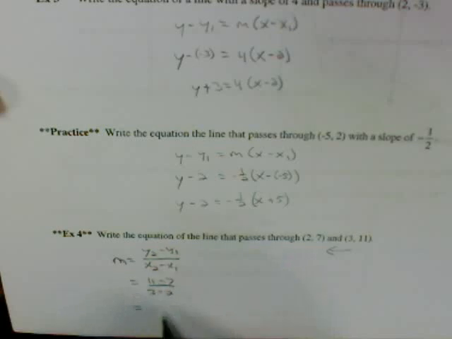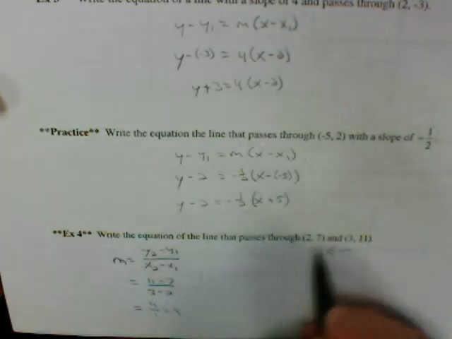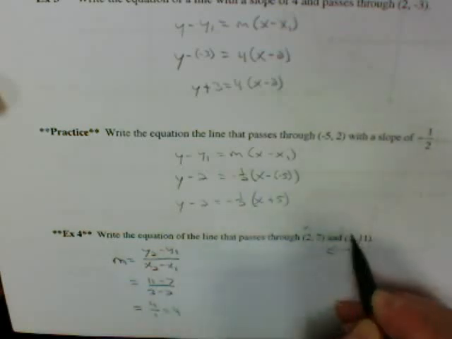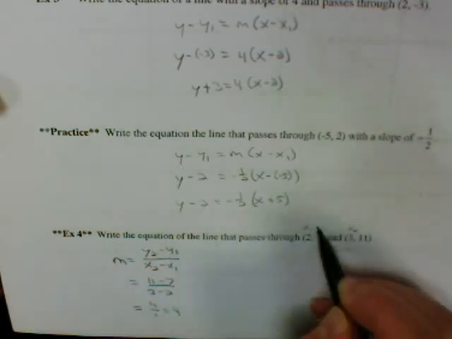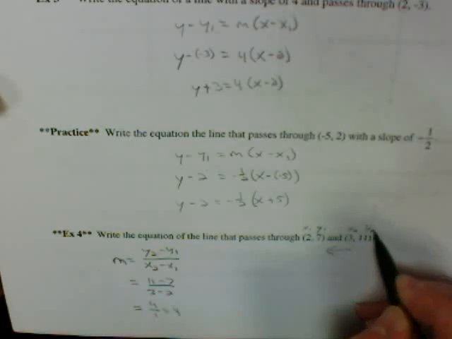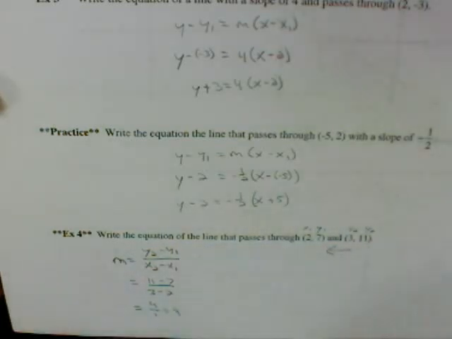When you do your math there, you get 4 over 1, which is 4. So we have a slope of 4 for this line. If you have trouble plugging numbers in the right spots, you can go up here and label them. You can call that the first x in the problem, the second x in the problem, the first y in the problem, and the second y in the problem. You can label those to help you plug them in the right spots. If you don't have a problem with that, don't worry about it.